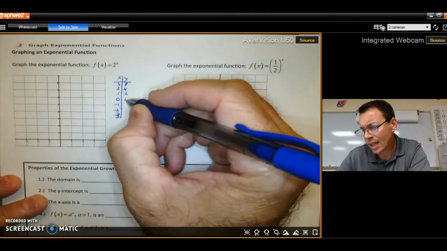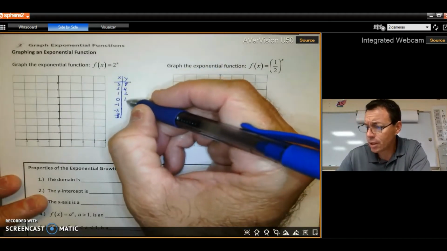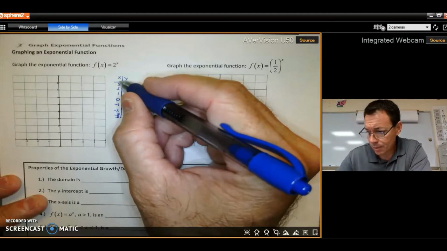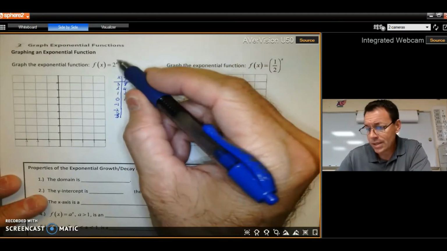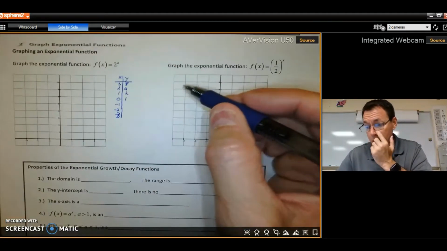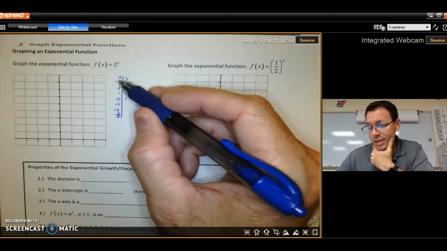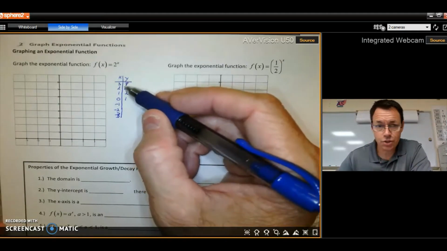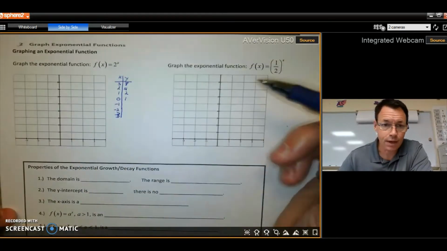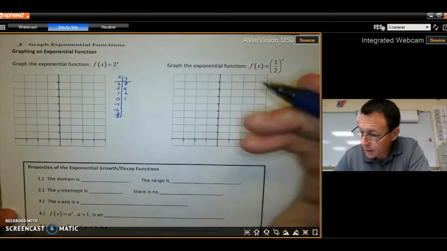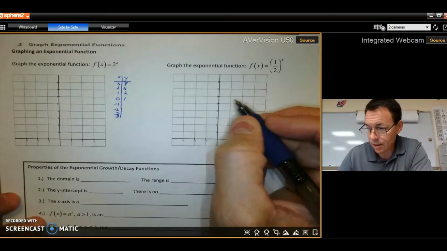Now, it may not look like these are getting huge, but as I keep going, up a little bit more and up a little bit more, these numbers are going to get big in a hurry. So if I were to plug in a 4, I'd get a 16. If I plugged in a 5, I would get 32. So these are going to go way off my graph really fast. In fact, this one barely is going to stay on.